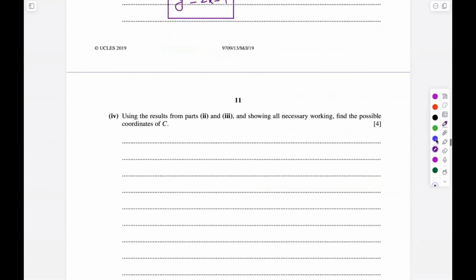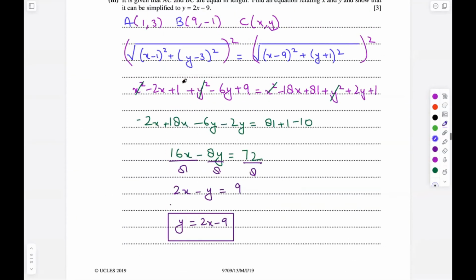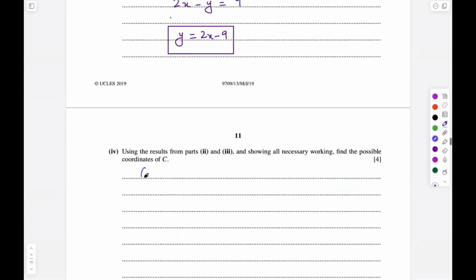In part 4, it says using the results from part 2 and 3, we have to find the possible coordinates of C. Now, one of the equations we got was x minus 5 whole squared plus y minus 1 whole squared, and that was equals to 20. And the second equation we got from the third part was y equals to 2x minus 9. Now, as x and y are the coordinates of C, we can solve these equations simultaneously to find the value of x or y. So using the substitution y equals to 2x minus 9, we can first write this equation as x minus 5 whole squared, and in place of y, we'll get 2x minus 9 equals to 20.